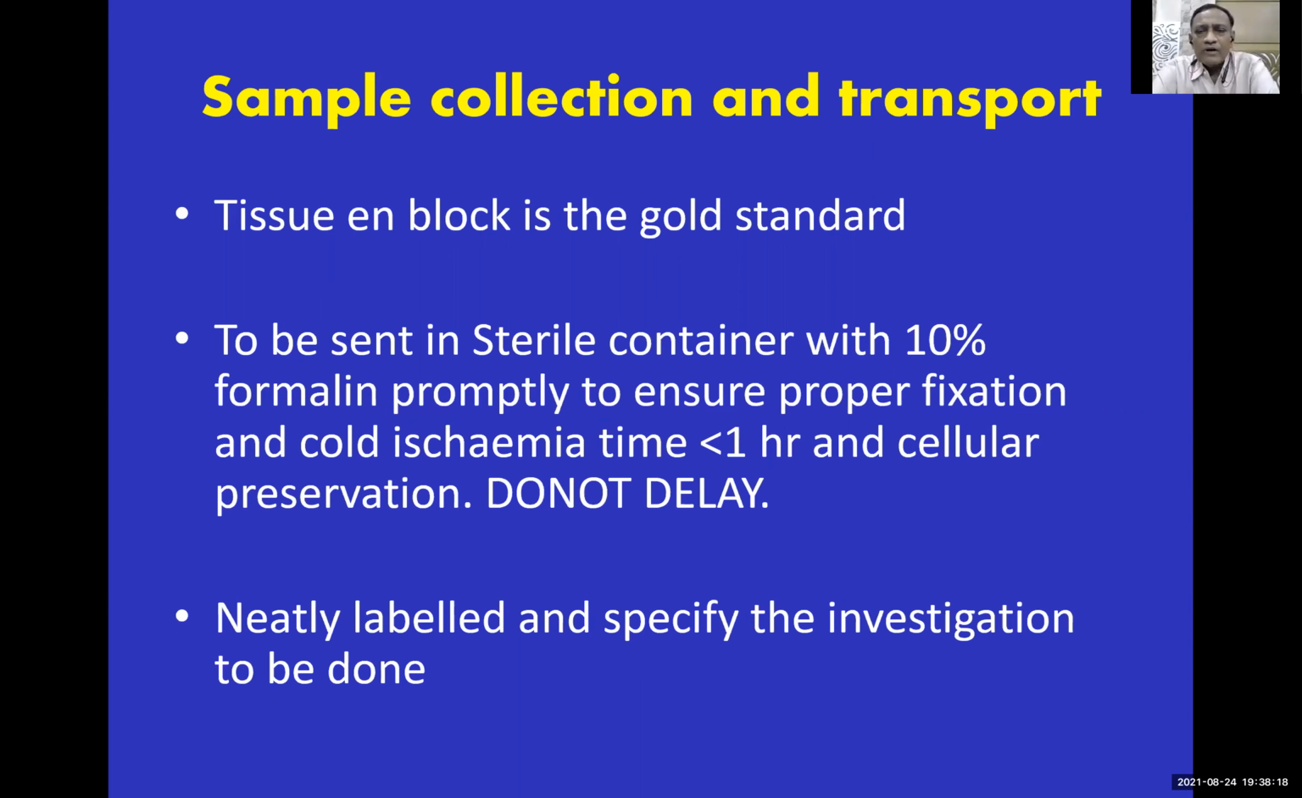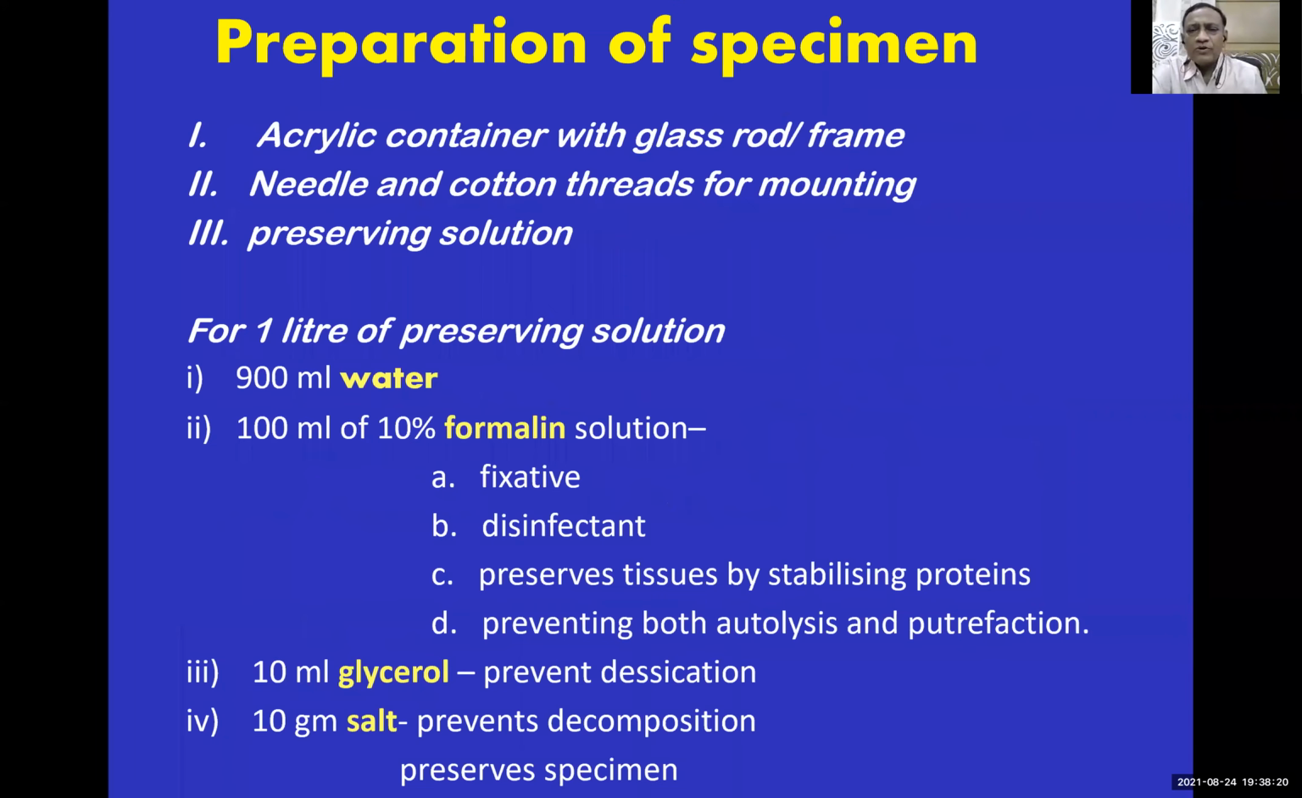Then sometimes the examiner may ask you, how do you prepare the specimen? So what are the things required to prepare the specimen? One is the acrylic container with glass rod and frame, needle and cotton threads for mounting, and preserving solution. And what is this preserving solution? If you take 1 liter of solution, it is 900 ml of water and 100 ml of 10% formalin.